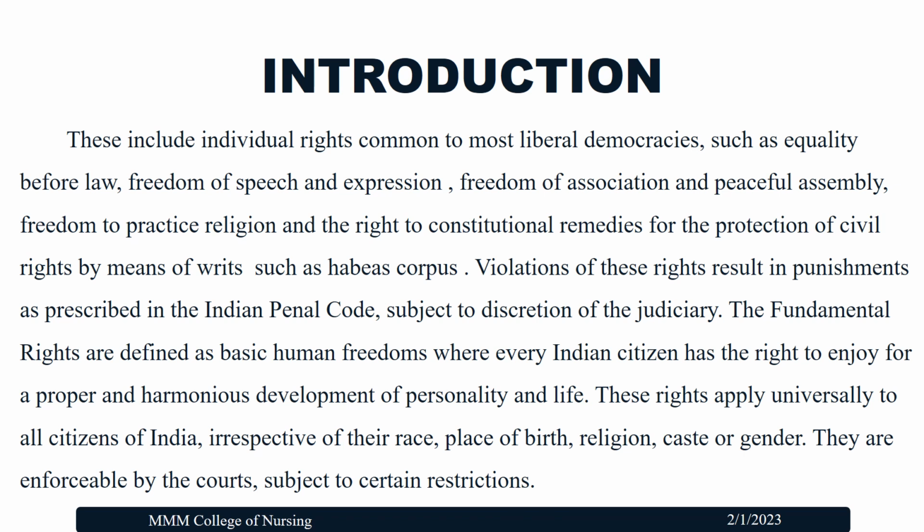Violation of these rights results in punishment as prescribed in the Indian Penal Code, subject to the discretion of the judiciary. The fundamental rights are defined as basic human freedoms, which every Indian citizen has the right to enjoy for a proper and harmonious development of personality and life. These rights apply universally to all citizens of India, irrespective of their race, place of birth, religion, caste, or gender. They are enforceable by the courts subject to certain restrictions.